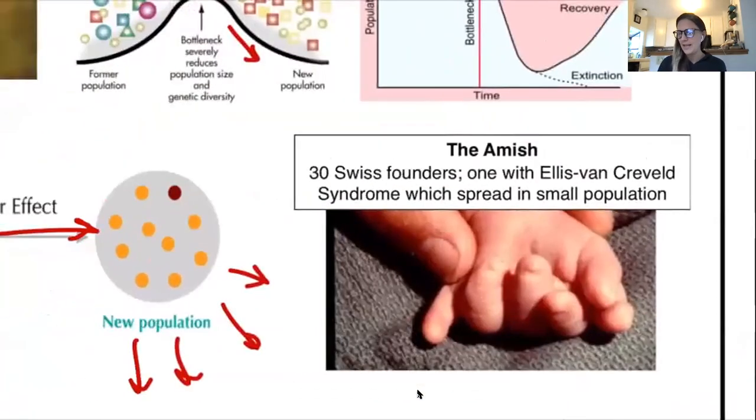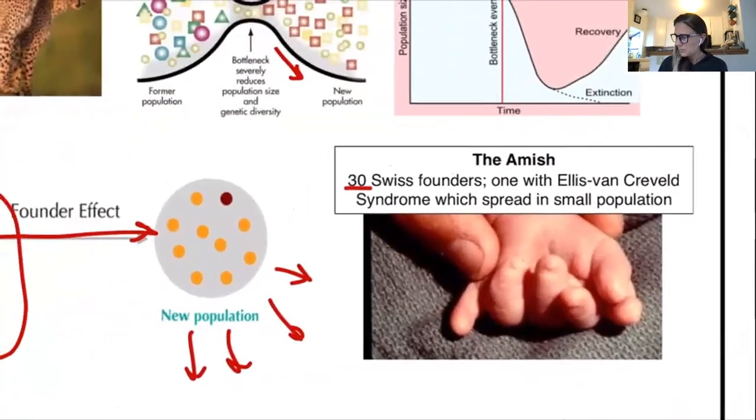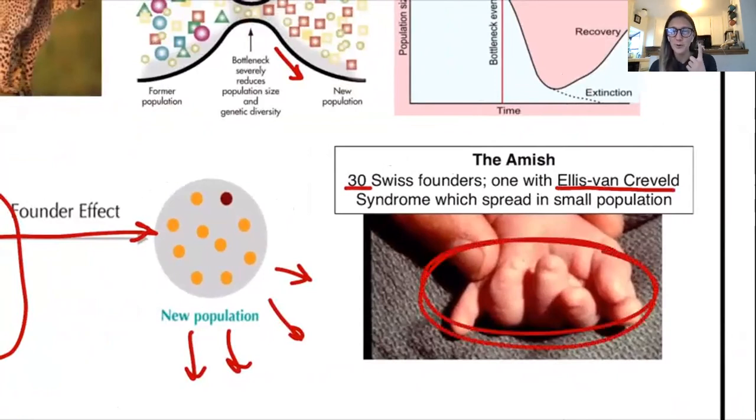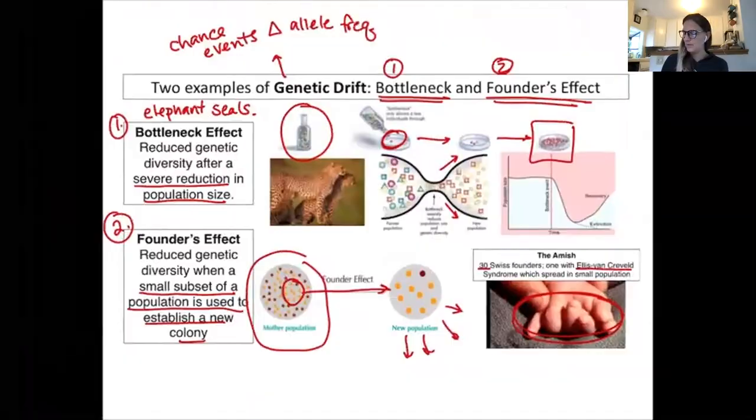And a great example of that is in the Amish, in a very particular place in Pennsylvania, where there were originally only 30 Swiss founders, and they mated only with one another. And one of them had this very interesting Ellis-van Creveld syndrome, which causes polydactyly. So in this Amish population, actually 1 in 14 has extra fingers or extra toes, whereas that genetic disorder in the general population is about 1 in 1,000, right?